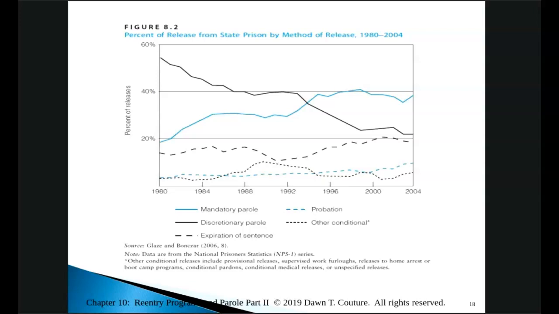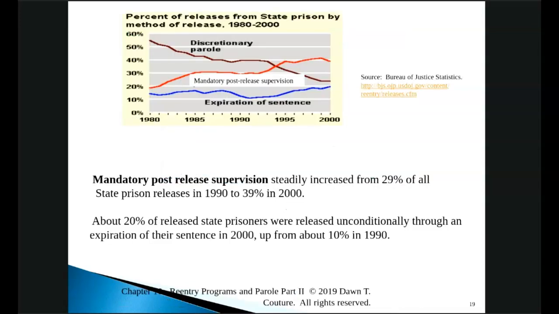The next slide is going to show you discretionary parole going down. So Massachusetts was among a declining number of states, measured by released prisoners. Mandatory post-release supervision grew pretty dramatically in Massachusetts.